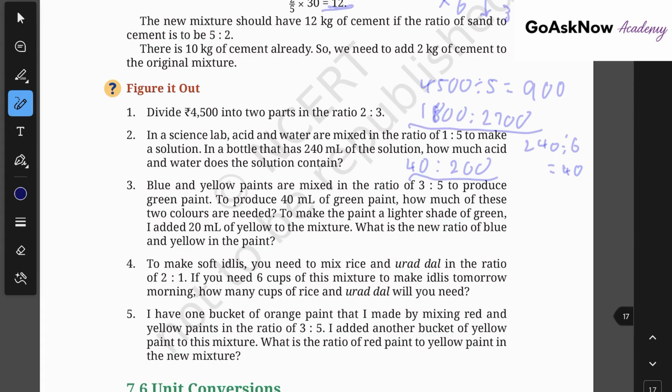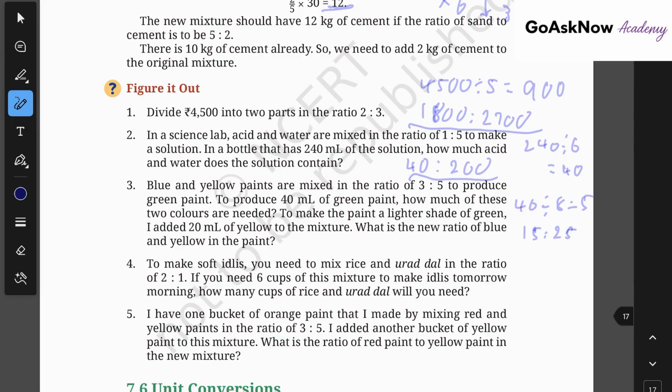There is 3 groups and 5 groups of blue and yellow, so the total group is 8. 40 divided by 8, that is 5. So the ratio is 5 times 3, that's 15, and 5 times 5, that is 25. So it's 15 ml of blue and 25 ml of yellow to make green paint. Let's answer the first question.